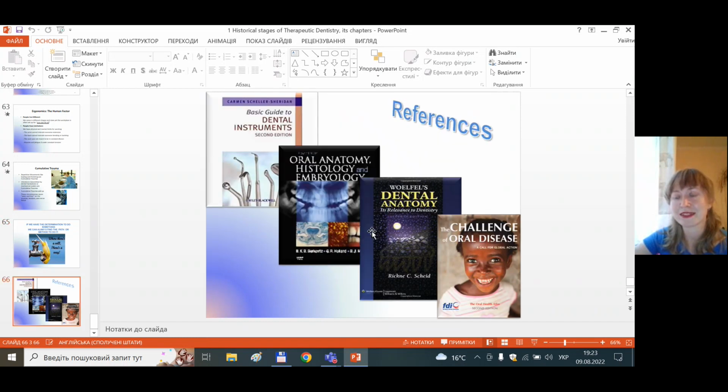And the references that were used. As well, I suggest these books for further reading because you can go deep into some aspects by looking into them. Oral Anatomy, Histology, and Embryology: here you can find peculiarities of tooth tissues, dentine, enamel. Dental Anatomy, Wolf's Dental Anatomy: it's anatomy without many words, showing the structure of the teeth. And the Dental Instruments guidebook. And of course, The Challenge of the Oral Diseases, where you can read something deeper about the history of medicine and dentistry in particular.